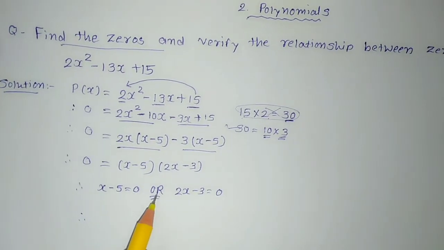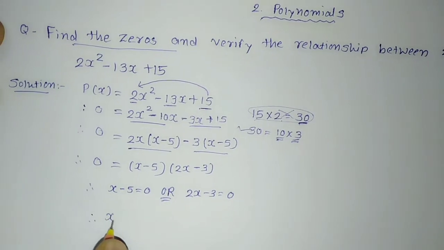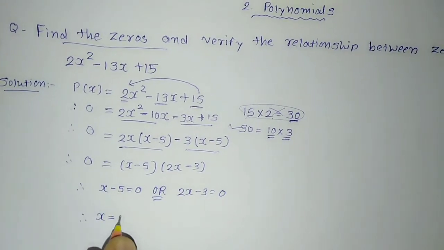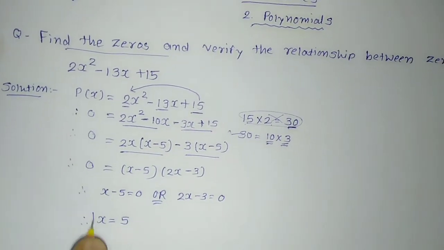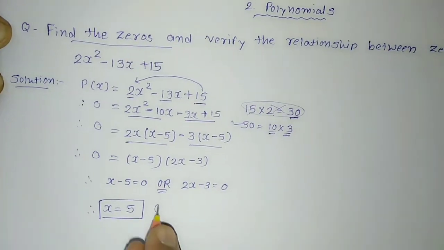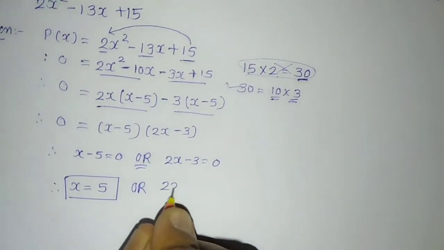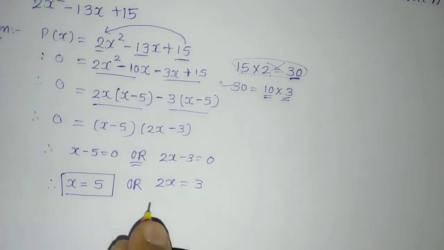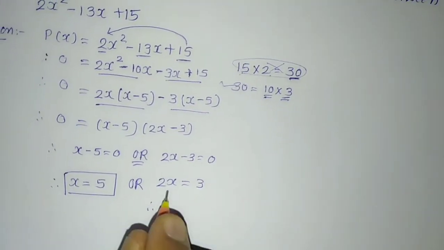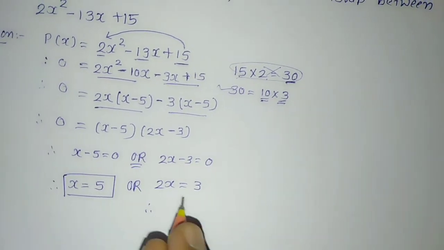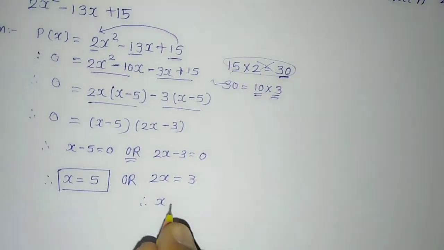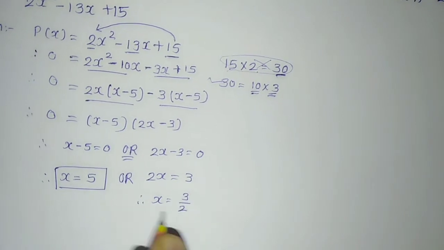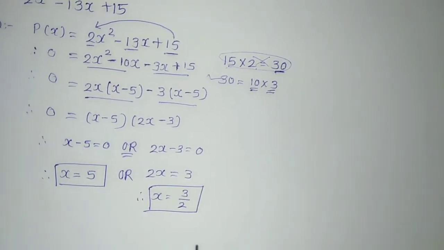So minus 5, the other side will take it, that is x is equal to, change the sign, so x is equal to 5. Or here, 2x is equal to minus 3; 3 will be going to the other side as plus 3, and this 2 is in multiplication, so it will go to the other side in division. So x is equal to 3 by 2.